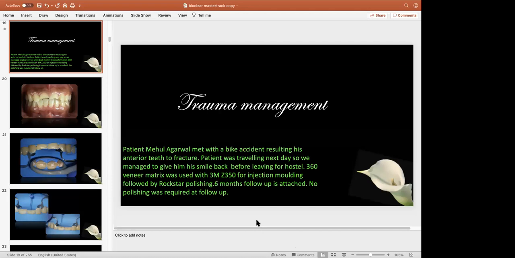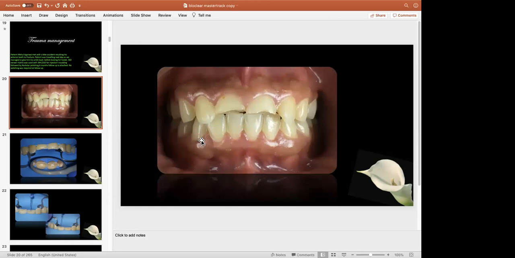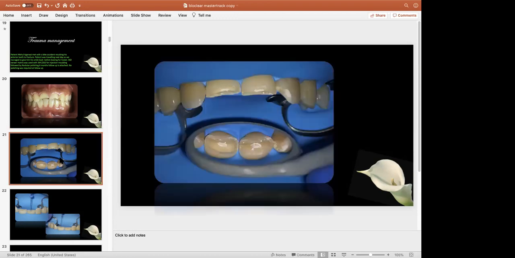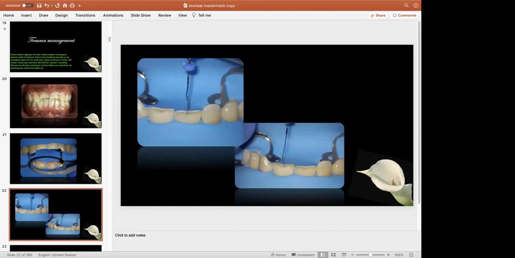Clark. This is one case which I really liked, and I love treating this patient. This was a very young boy, about 20 to 23 years of age, and he was traveling for a vacation in the next 2 days. He had a bike accident and fractured his teeth, and he was in a lot of pain. So we did his root canal treatment, and then because it was a trauma case and he had injured his lips and everything, we did not want to give him the crown. So we decided on Bioclear.